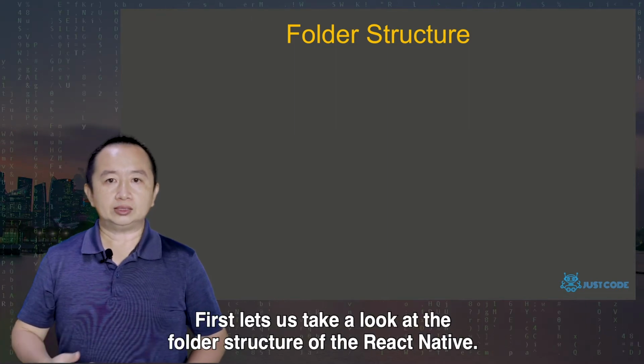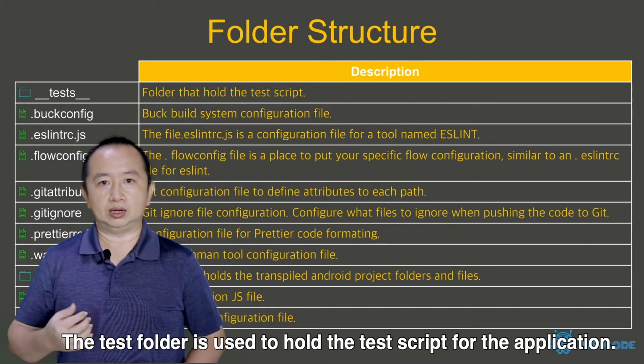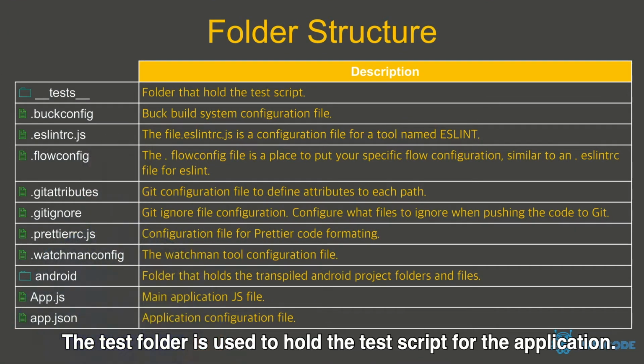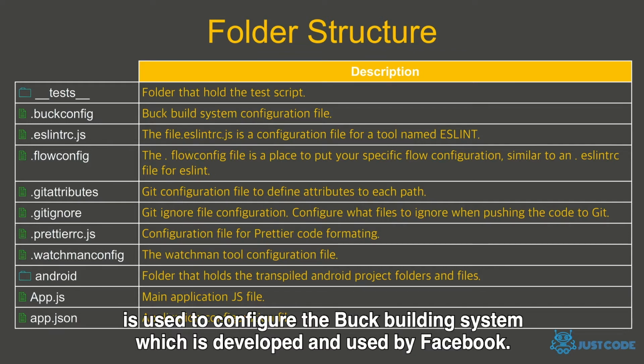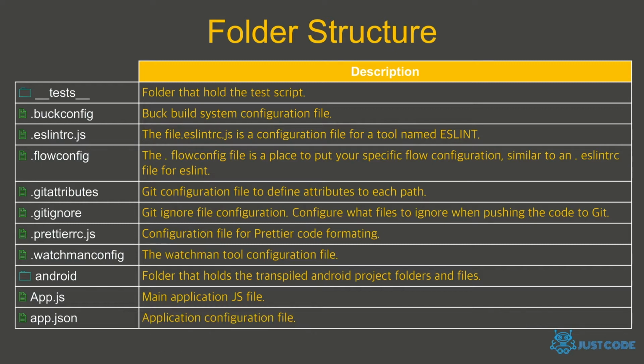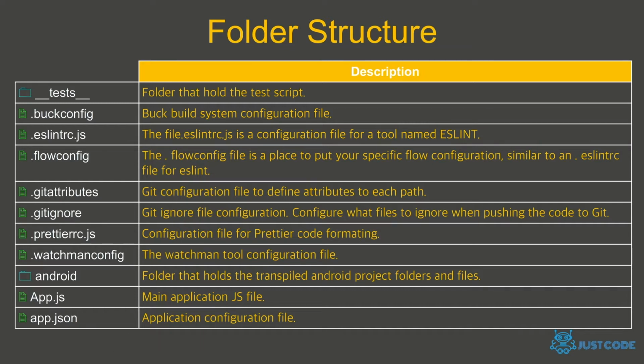First, let us take a look at the folder structure of React Native. The test folder is used to hold the test scripts for the application. The buck config is used to configure the Buck building system, which is developed and used by Facebook. The ESLint RC is used to configure the ESLint tool.